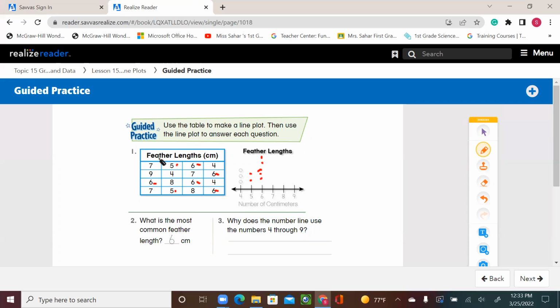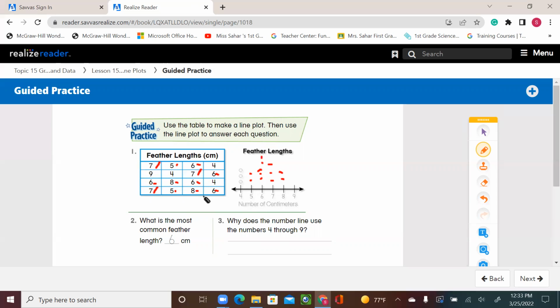Let's see how many feathers with a length of 7 centimeters. So I have 1, 2. Look for my second column, nothing. Third column, I have 1. So total 3. I'm going to put 3 dots to represent the 3 feathers with the length of 7 centimeters. 8. Let's see how many 8. Look at the first column, not 1. In the second column, another 1 in the third column. So I get 2 feathers with the length of 8 centimeters.